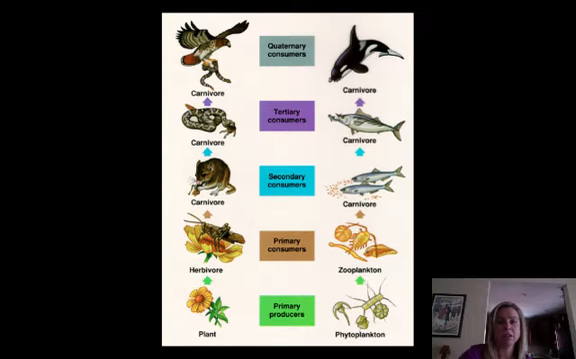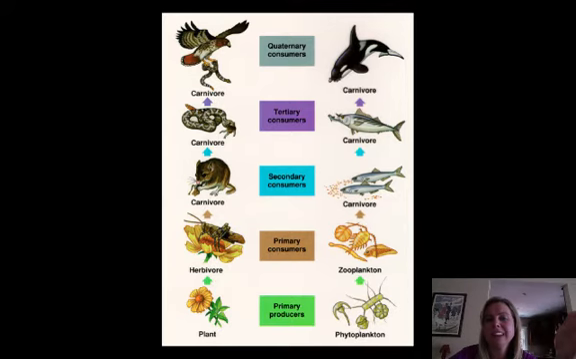Actually, that's going to be different. There we go. That's a food chain, right? So you can see you've got some sort of plant or phytoplankton at the bottom, and then they're going to get eaten by an herbivore that's going to get eaten by a carnivore, and so on and so on. So that's going to be a food chain.